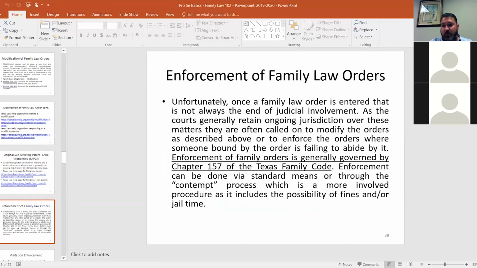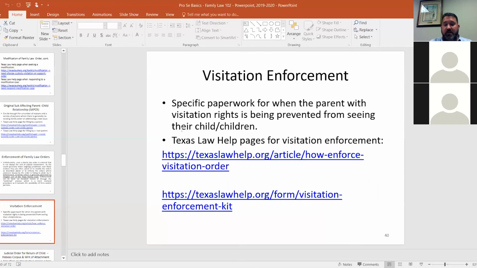Enforcement. So the court lays down an order, a divorce decree or something like that, and then one of the parties isn't abiding by it. You can seek to have that order enforced. There isn't really standard paperwork for most of that, but we can send you materials from our legal resources to help you do that. Visitation Enforcement does have a standard set from Texas Law Help if the visitation is the issue, that say one spouse or ex is denying visitation improperly.